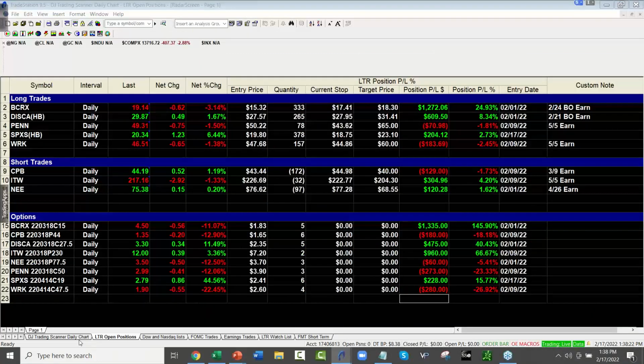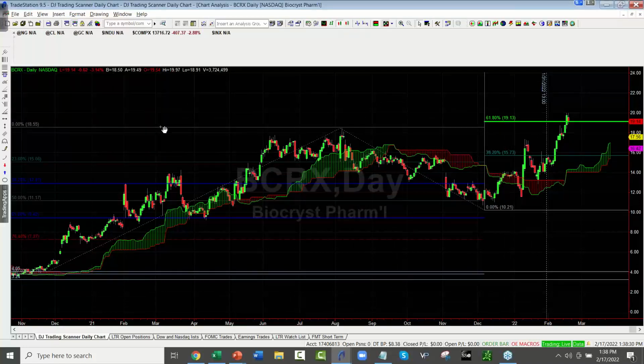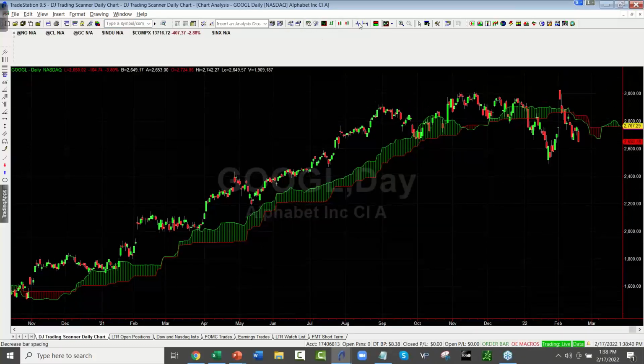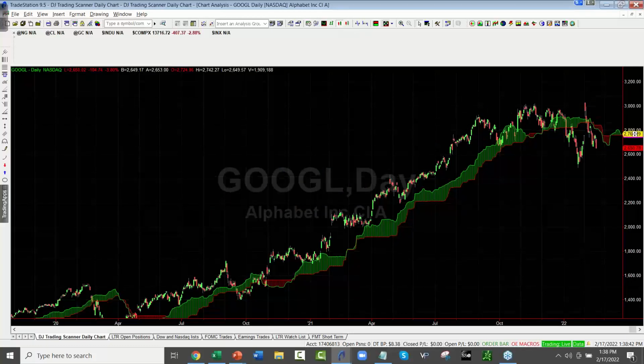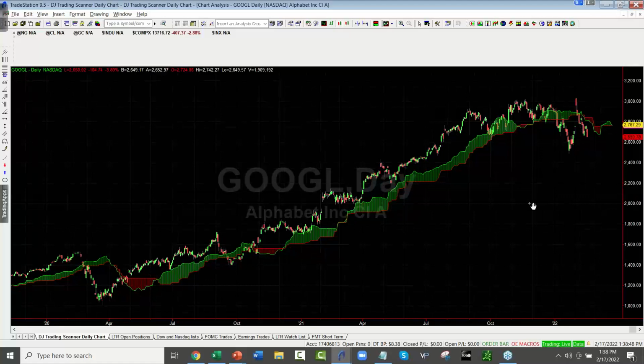So let's go back to our daily chart here. We'll start here. Remember, a trader would like to look at Google, Alphabet. I heard they're going to do some of the same changes that Apple did that absolutely crushed Facebook's ability to do the pinpoint kind of advertising that was so valuable.